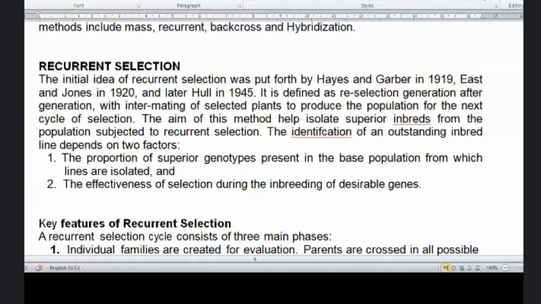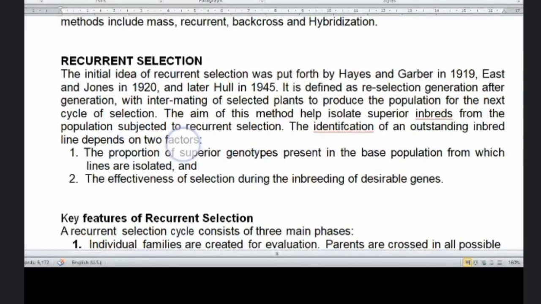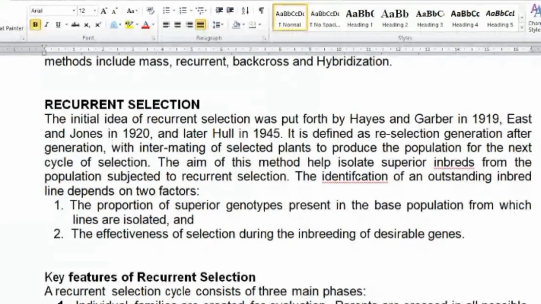And the aim of this method is to help isolate superior inbreds from the population subjected to recurrent selection. The idea was to identify an outstanding inbred line. The identification of an outstanding inbred line depends on two factors. One, the proportion of superior genotypes present in the base population from which the line is isolated, and two, the effectiveness of selection during the inbreeding of desirable genes.